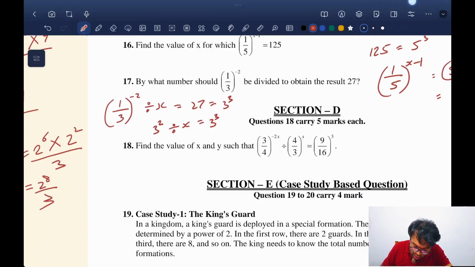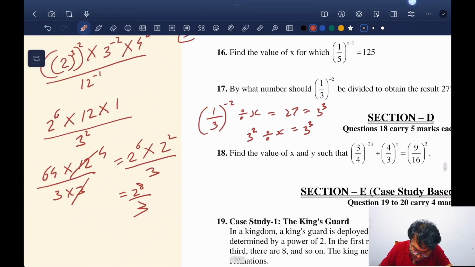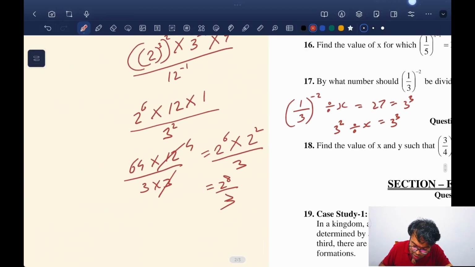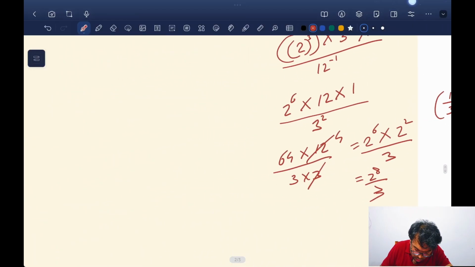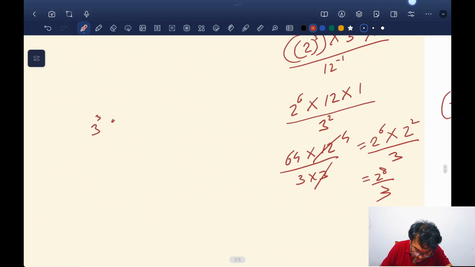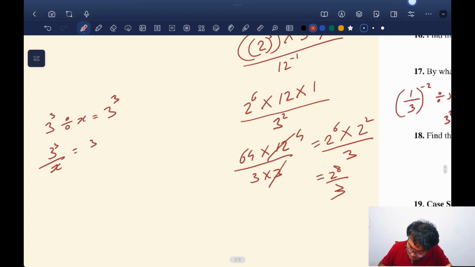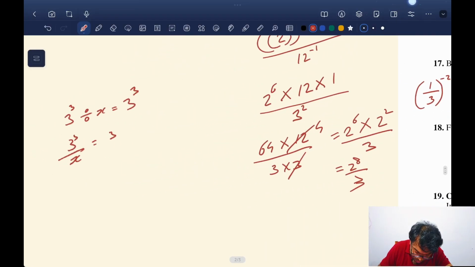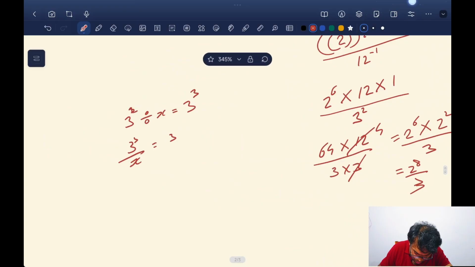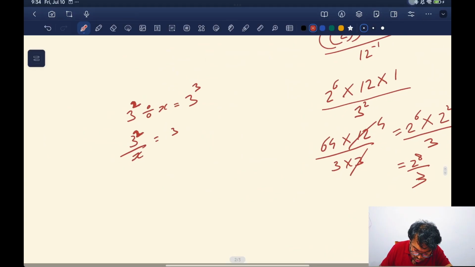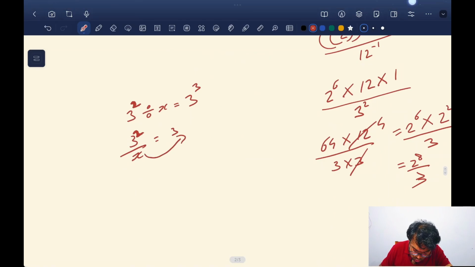Yes, sir. So what do you get? Here 3 squared divided by x is equal to 3 cubed. Sorry, it is 3 squared, not 3 cubed. 3 squared upon x is equal to 3 cubed. So all you have to do is take this over here: 3 squared is equal to 3 cubed times x.